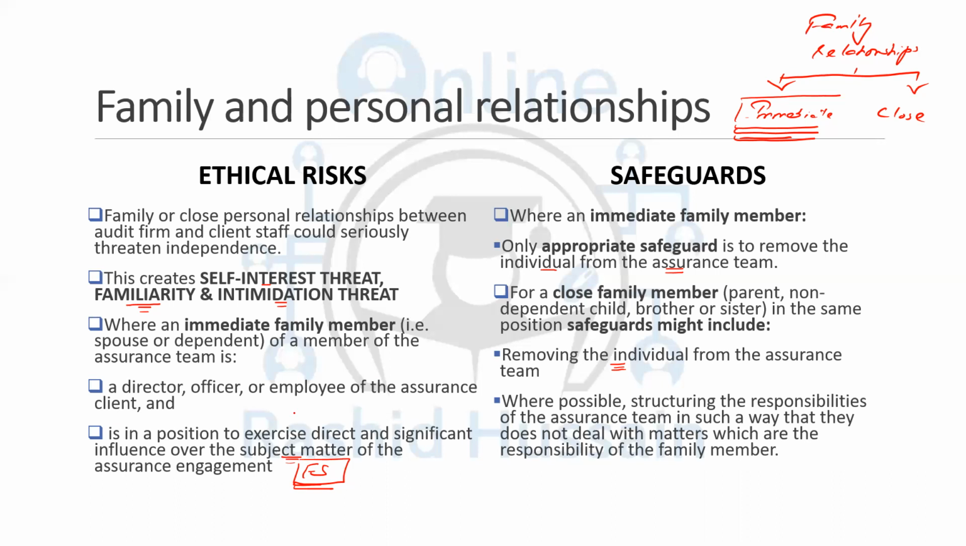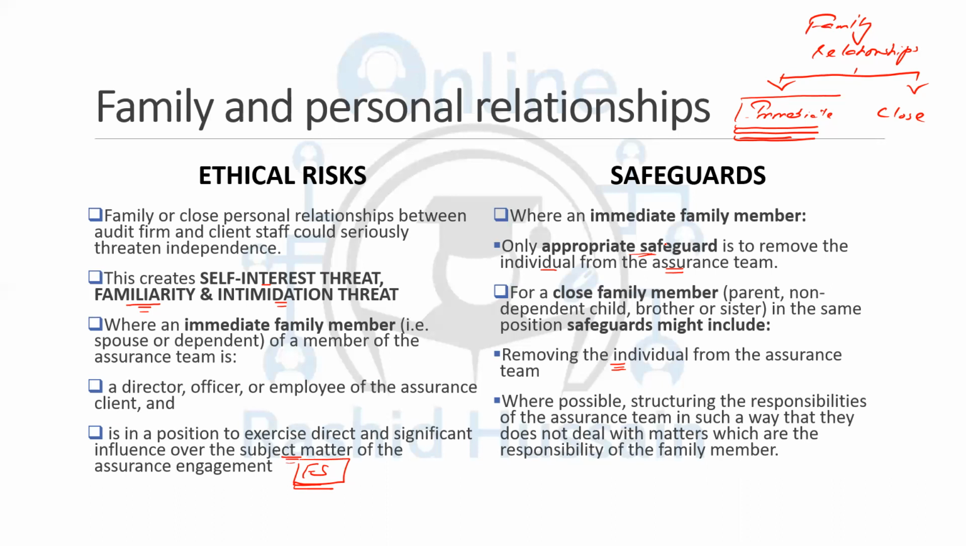So even in the close family members, if they're in a position to affect the financial statement, then the most appropriate safeguard is to remove that individual from the audit team. Take someone else. You can make anyone else part of the audit team.